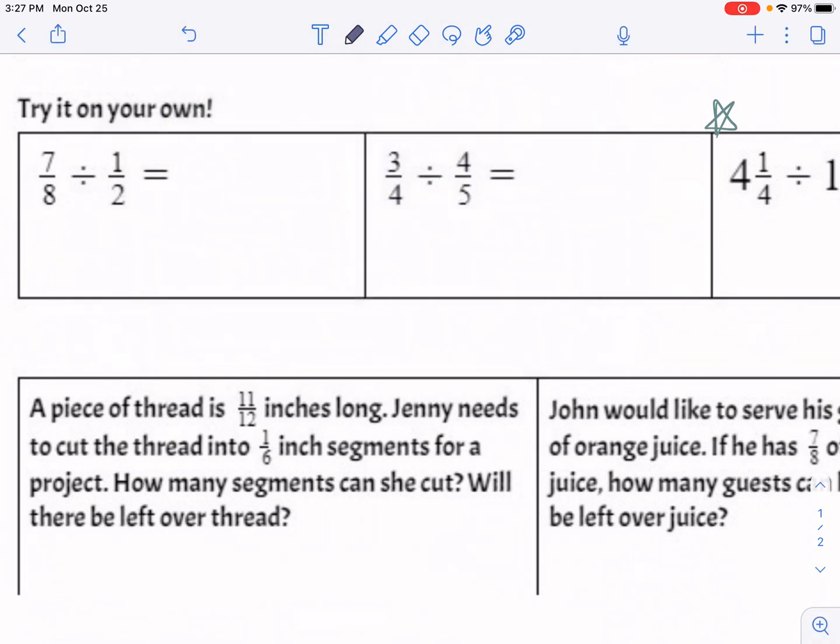Okay, let's try 7/8 divided by 1/2. So I'm going to keep, change, flip. I'm going to keep 7/8, change to multiplication, and then flip to 2 over 1. Now I'm going to multiply straight across.